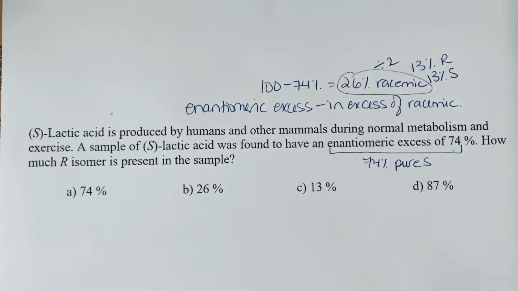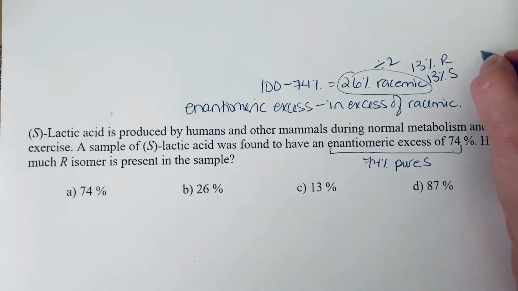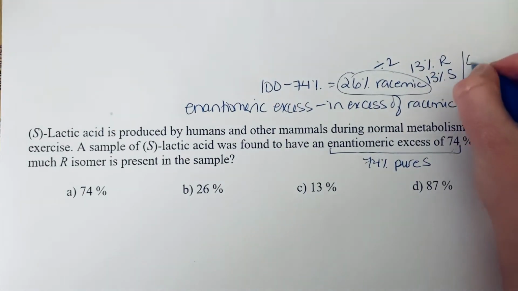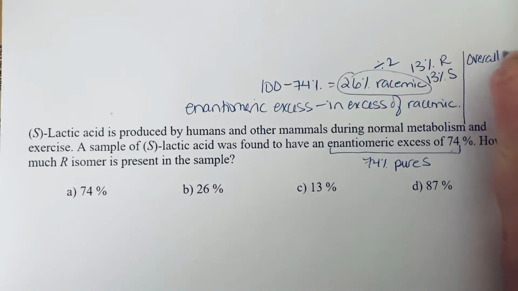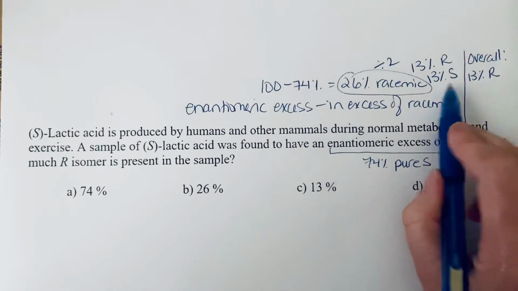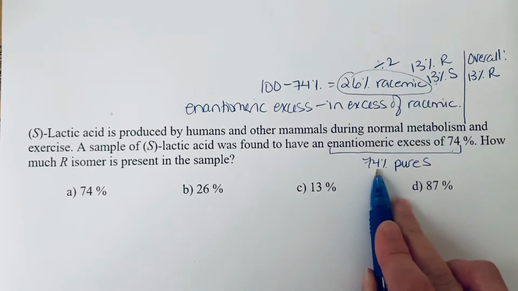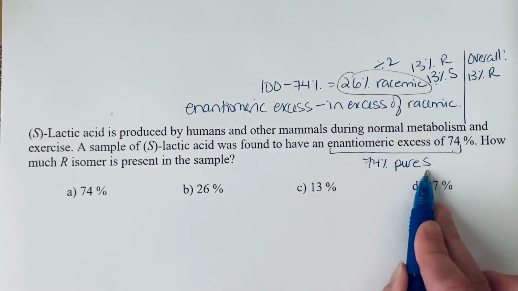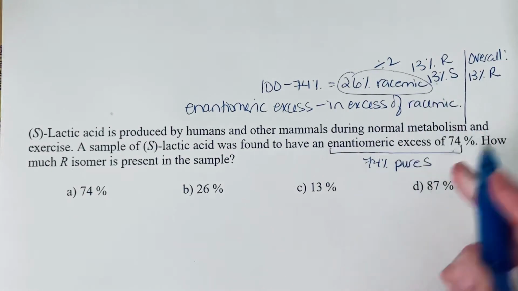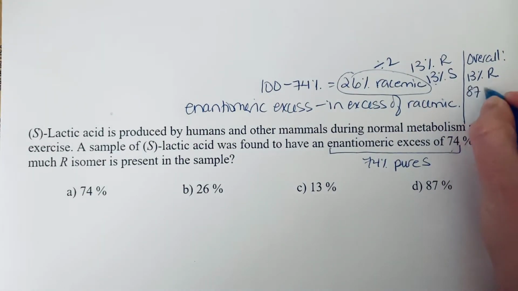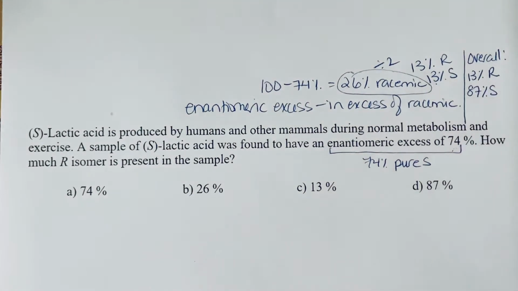That means that overall in this solution, you have 13% R, and for the percent S, you're going to count this 13 that's racemic, and then the part that's in excess of that as well. So you would add those two together to say that it's 87% S. That's what the solution would be.